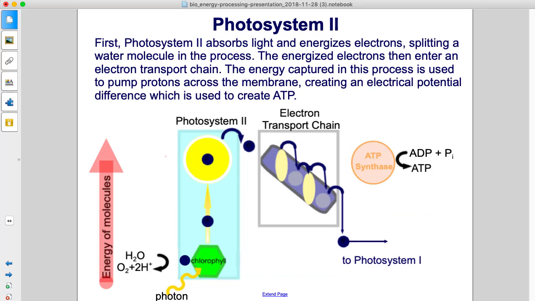First, Photosystem 2 absorbs light and energizes electrons, splitting a water molecule in the process. The energized electrons then enter an electron transport chain. The energy captured in this process is used to pump protons across the membrane, creating an electrical potential difference, which is used to create ATP.